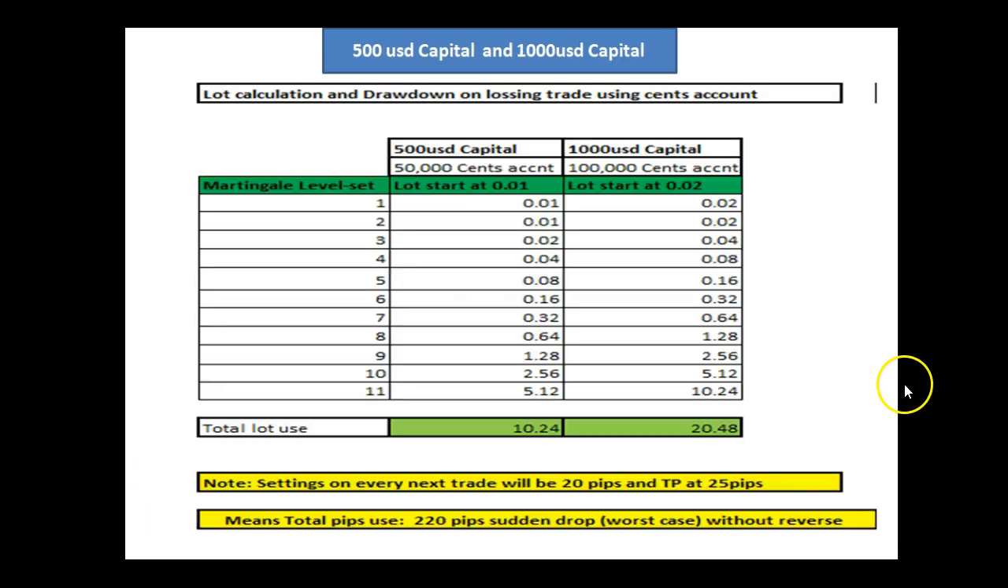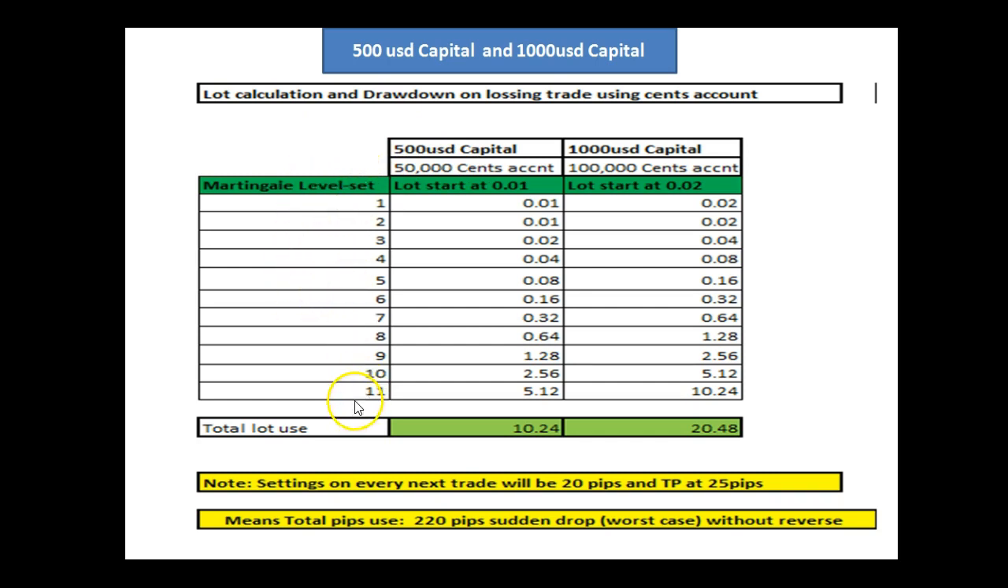All right. Next is if your capital is 500 US dollar and 1000 US dollar capital, your lot calculation and drawdown on a losing trade using a cents account. So remember, we are using a cents account here, right? Okay, so a few reminders. This is 500 US dollar capital, with 50,000 cents if you convert it to a cents account. So make sure you use your cent account. It's the same thing.